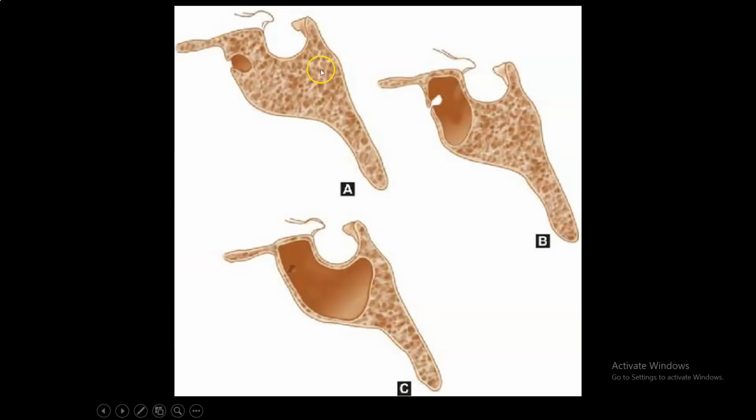So these are the types of sinuses: conchal, presellar, and sellar. The conchal is less common, 3%. It varies from one series to the other, but mostly 3%. This one is 12%, and this is 85%. Conchal, presellar, because it's in front of the sella, and sellar, because it is surrounding the sella totally.